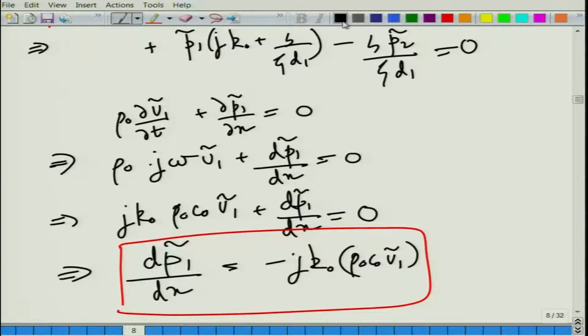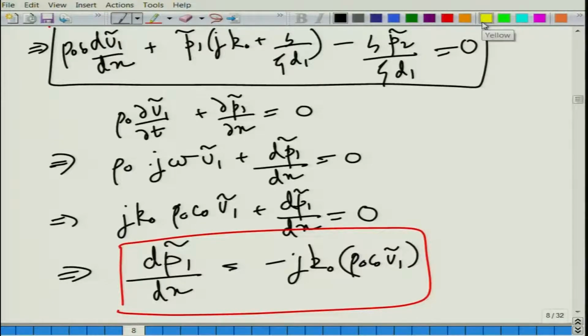So, this is a small mistake here, which I am now correcting. This is an ordinary derivative, d u1 tilde by dx, rho naught C naught this thing, plus this guy. That is how you arrange terms. So, this is equation 1, equation 2.